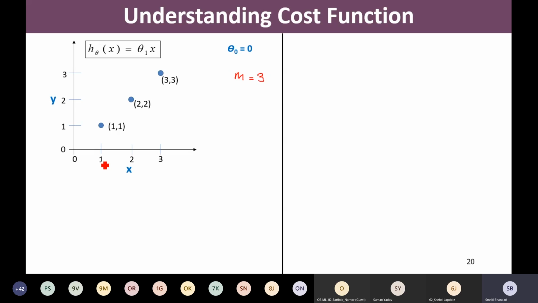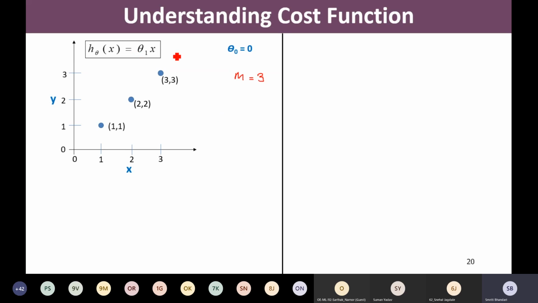Correct? So for the first data sample, I am having x value equal to 1 and the y value is 1. For the second data sample, I am having x value equal to 2, y equal to 2. For the third data sample, I am having x equal to 3 and y equal to 3. So only 3 data samples we are having, for example.